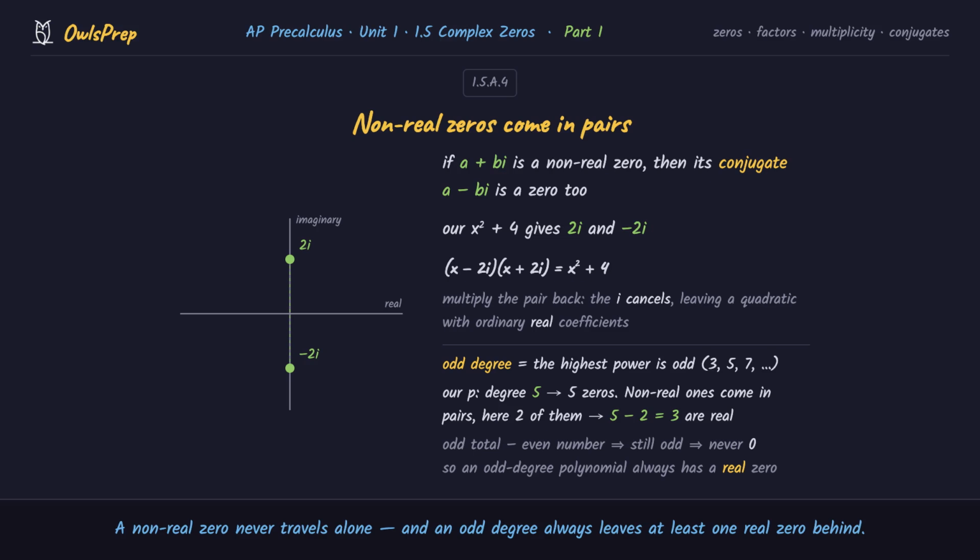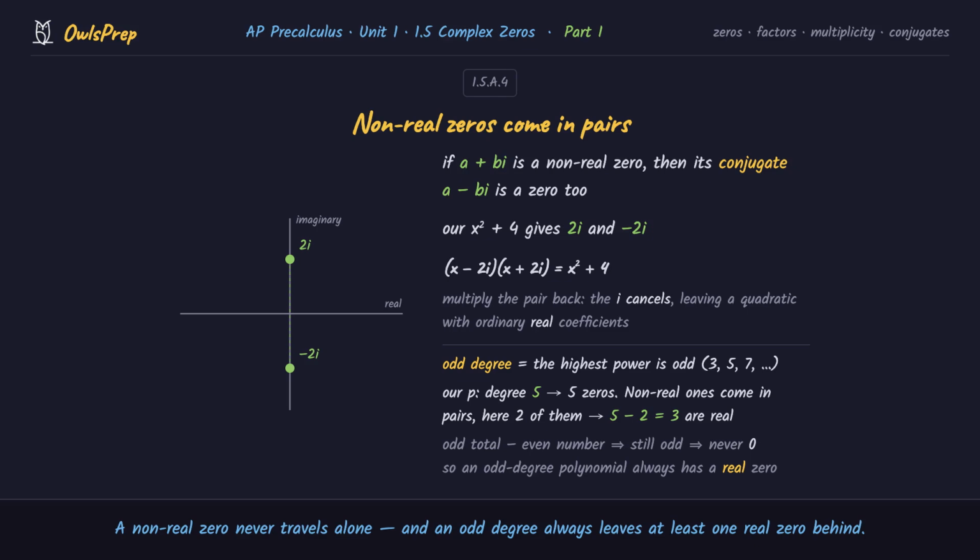There is a counting consequence too, and it needs one piece of vocabulary first. Odd degree simply means the highest power is an odd number, 3, 5, 7, and so on. Our p has degree 5, so it has 5 zeros altogether. The non-real ones arrive in pairs, so they always use up an even number of those 5. Here that is one pair, 2 zeros. 5 minus 2 leaves 3, and those 3 are real. That argument works every time.